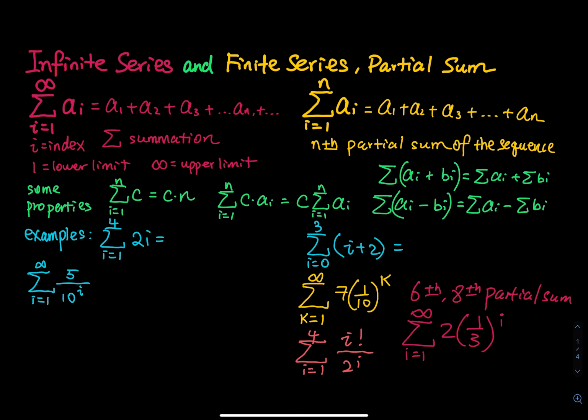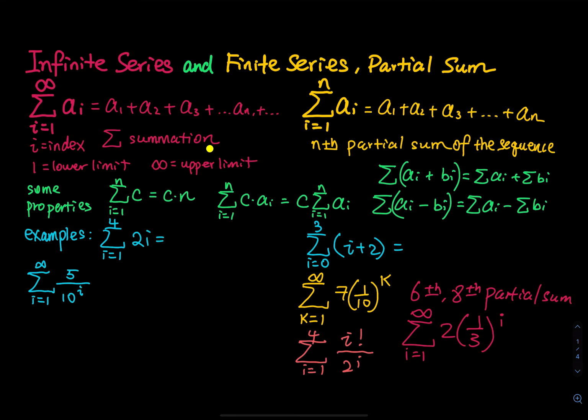Introducing infinite series and finite series, also the partial sum. So let me introduce a summation symbol. So this is a summation symbol. How do you read this? This is called the summation of a_i, where i goes from 1 to infinity. i is the index.